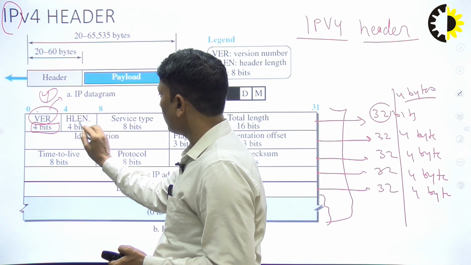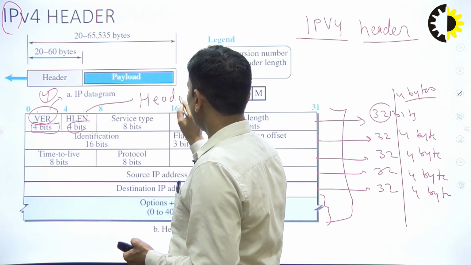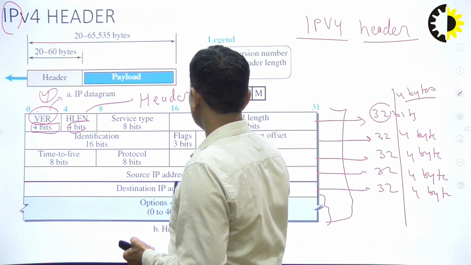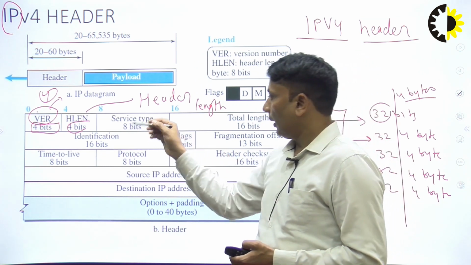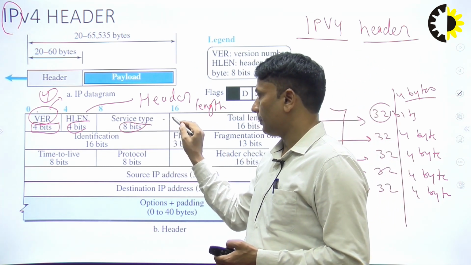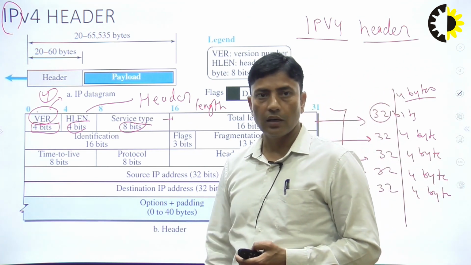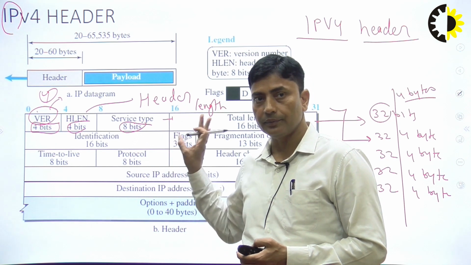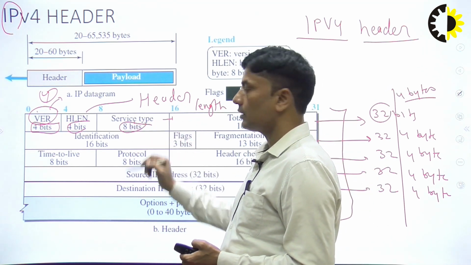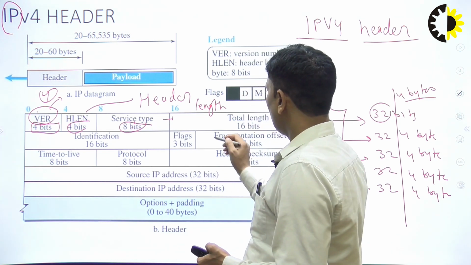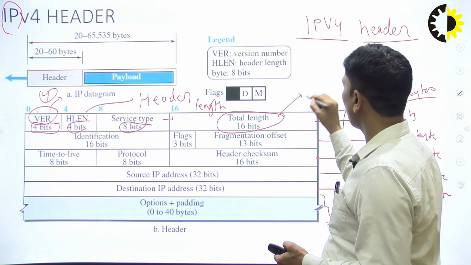Then the next 4 bits are for the header length. HLength means header length. The next 8 bits are the service type. Which type of service is required for this packet is specified by these 8 bits, known as service type. Then the next 16 bits are reserved for the total length.